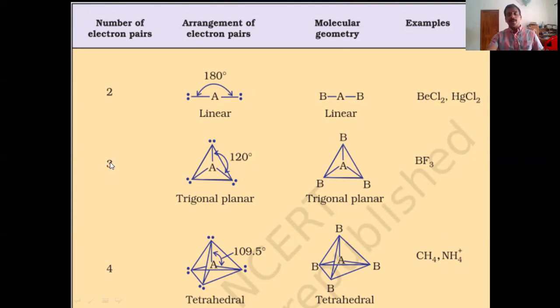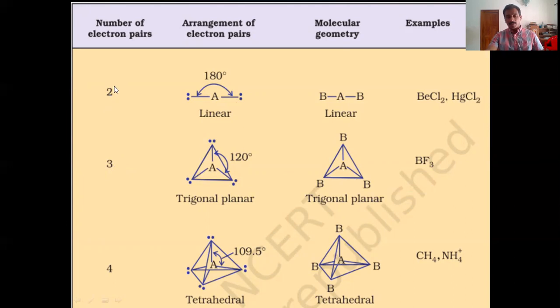If the number of electron pairs is 3, the structure will be trigonal planar with bond angle 120 degree. It is the maximum distance, 120 degree. If the number of electron pairs is 3, then the structure is trigonal planar. An example, BF3, BCl3, all these are examples.